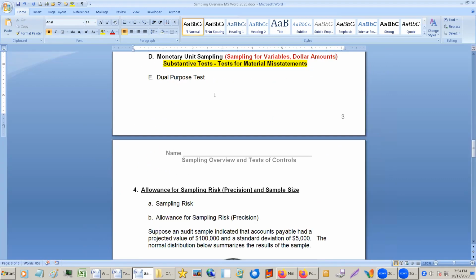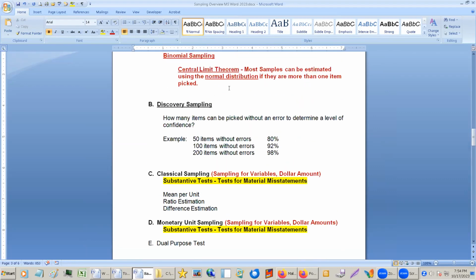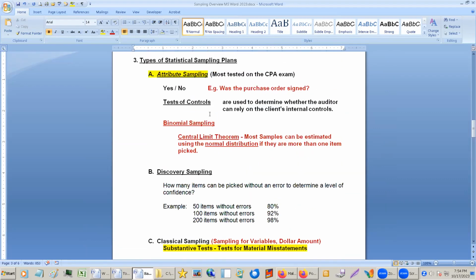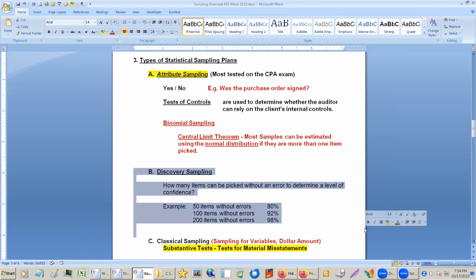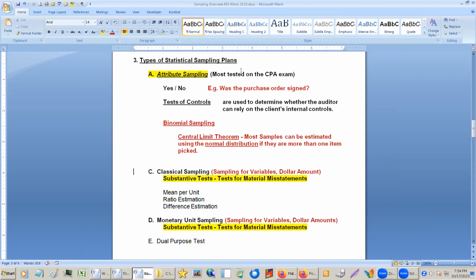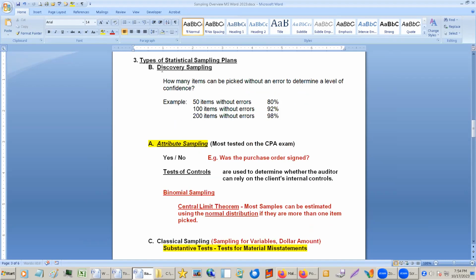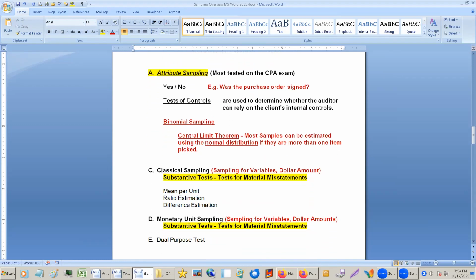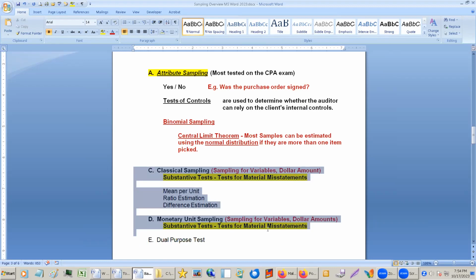Okay, so I'm going to move discovery sampling because I want to get these two together. So attribute sampling and classical sampling, sometimes called sampling for variables. It's a type of sampling for variables. You get dollar amounts. So these two are for dollar amounts. Sampling for attributes is not about dollar amounts.